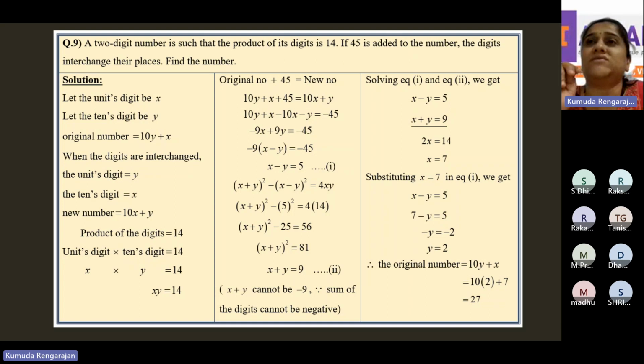So you must take only x plus y is equal to 9, positive 9. You must write x plus y is equal to plus or minus 9. Then you must write x plus y is equal to minus 9 is not possible because the sum of the digits cannot be negative. Therefore, x plus y is equal to 9. And you must solve the two equations and find the values of x and y. Do it. Already have one equation. Correct? X minus y is equal to 5, we already have. Solve that with x plus y is equal to 9.